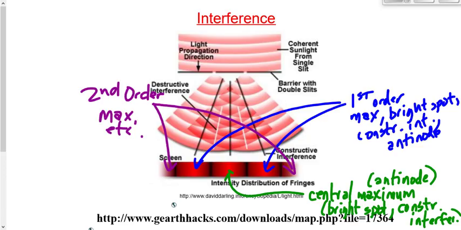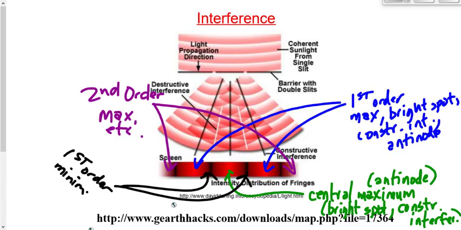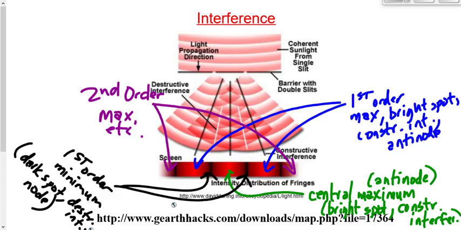What do you think we call these dark spots in the middle here? This one and this one. It wouldn't be central anything, because the only thing that's in the middle is this one central maximum. These would both be called the first order minimum. Along with the first order minimum, we call it the first order dark spot, the first order destructive interference, the first order node. All of them mean exactly the same thing. So be prepared for all of those terms.